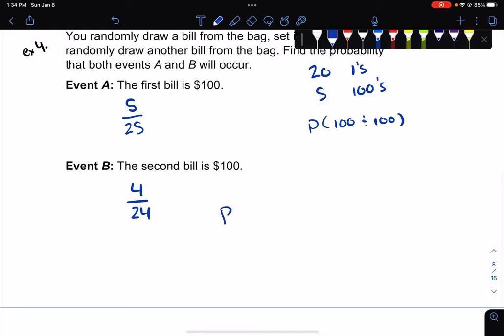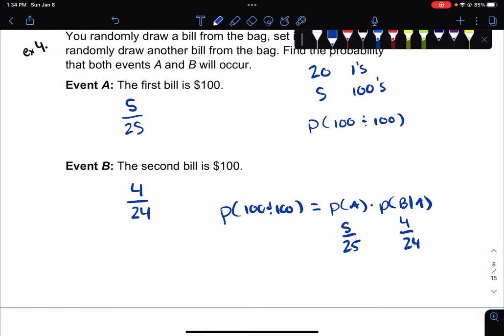So the probability of $100 and $100 is going to equal the probability of A times the probability of B given A. So, which I already found. The probability of A was 5 out of 25. The probability of B happening, if I already drew a $100 bill, that was 4 out of 24. So the total probability is going to be 20 out of 25 times 24 is what? 600. And 20 over 600 is going to be what?